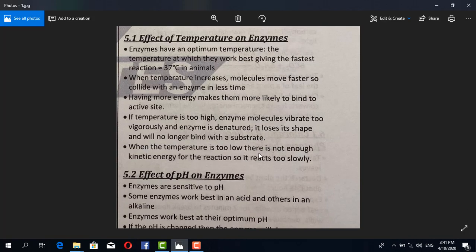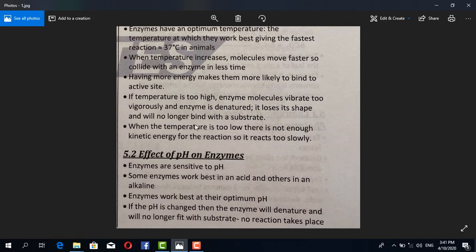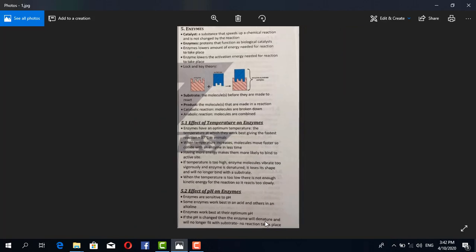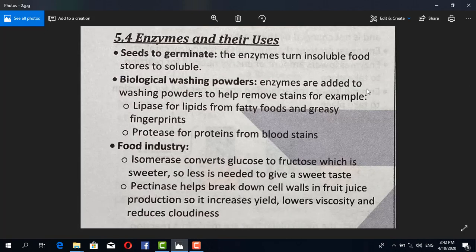When the temperature is too low, there is not enough kinetic energy for the reaction, so it will be slow. As for the effect of the pH on the enzymes, enzymes are very sensitive to the pH, and some enzymes work best in acid while others work best in alkali. The enzymes here work best at their optimum pH. If the pH is changed, then the enzyme will be denatured and no longer fit the substrate, so no reaction takes place.